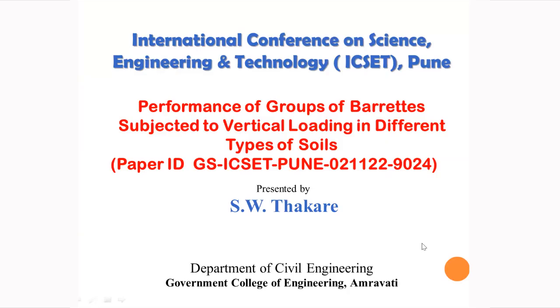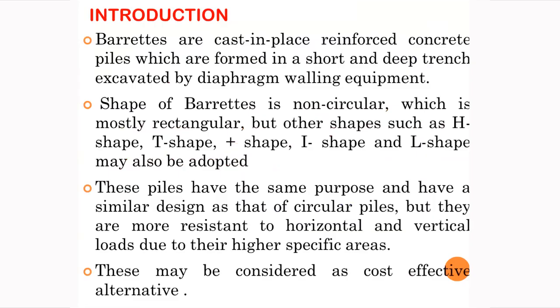Myself, FW Thakre, and I am going to present on the topic: performance of the group of barrettes subjected to vertical loading in different types of soils. In general, barrettes are just like piles, but mostly piles are of a circular shape. However, barrettes are of non-circular shapes. Mostly barrettes are rectangular in shape, but other shapes such as S shape, T shape, plus shape, I shape, and L shapes may also be adopted.